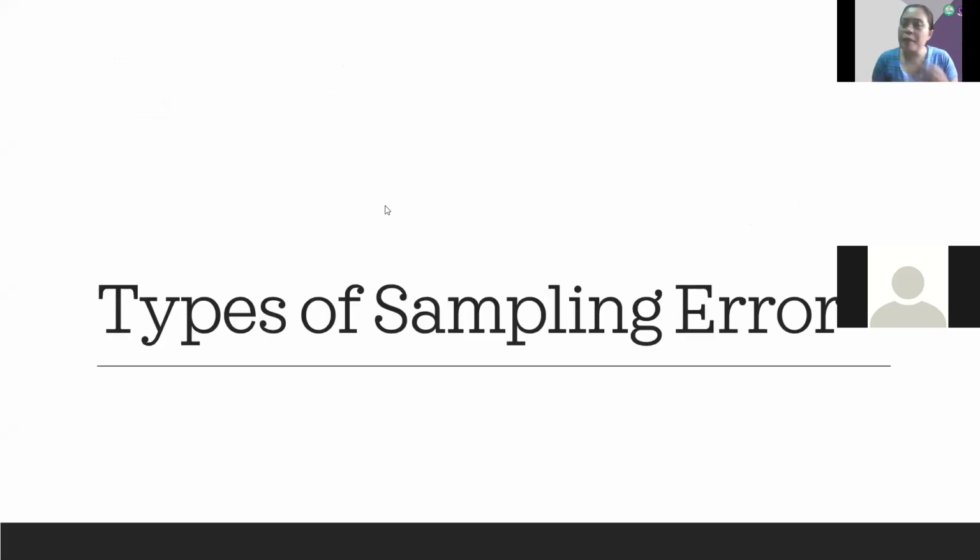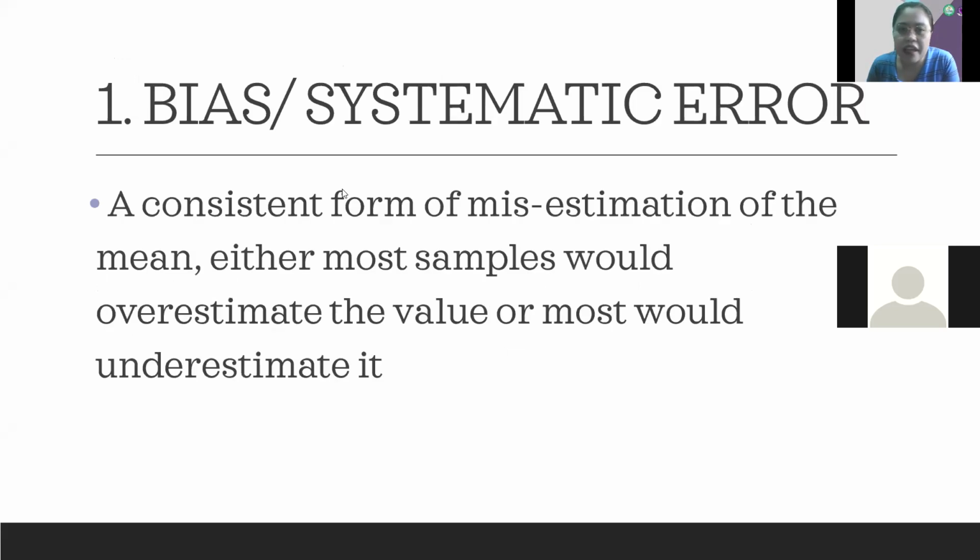So yun na, I believe na na-discuss ko na ito last time, especially I have discussed the, anong tawag dyan? Sampling techniques last time. So ngayon, let's discuss types of sampling error. Okay? So sa types of sampling error, the number one here is the bias or systematic error.